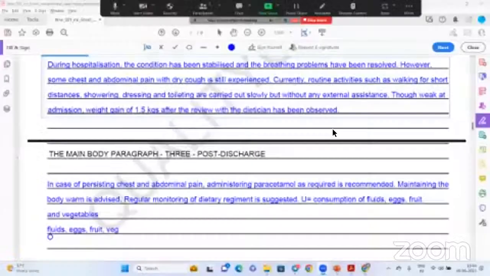Sorry for the inconvenience. Network had a problem. I connected to my mobile network.